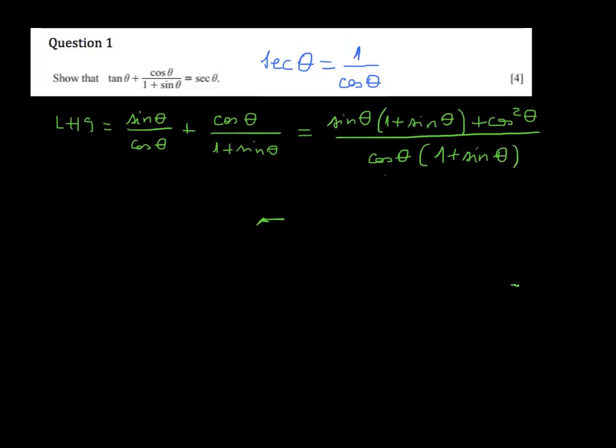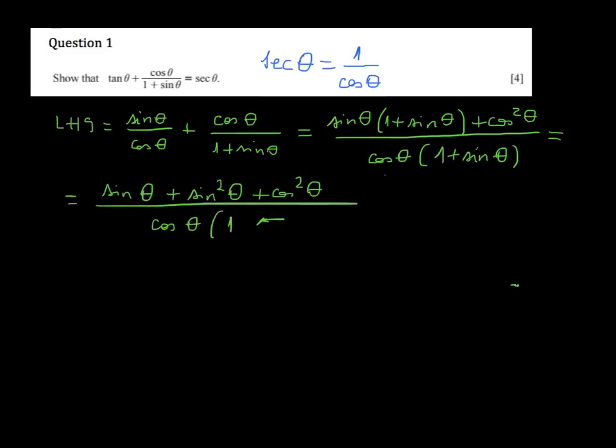Because if you look at the right-hand side, you need to end up with 1 over cos theta. So I have the cos theta on the denominator, so I need to cancel the 1 plus sine theta. So I hope that on the numerator I'm going to end up with a bracket which is 1 plus sine theta. So I'm going to open the brackets on the numerator only, and I get sine theta plus sine square theta plus cos square theta over cos theta brackets 1 plus sine theta.